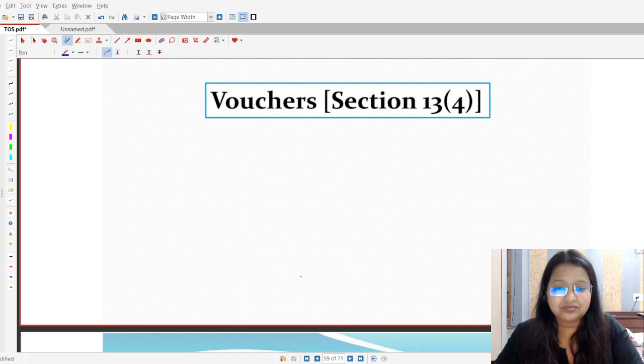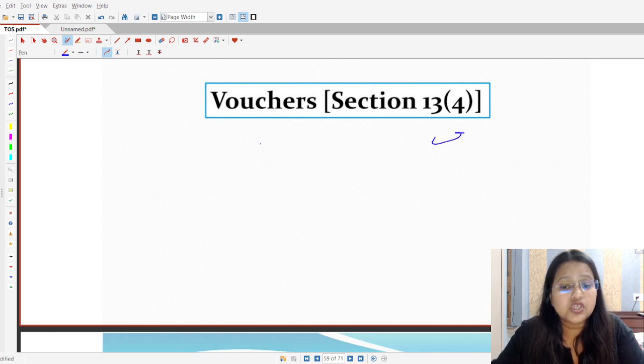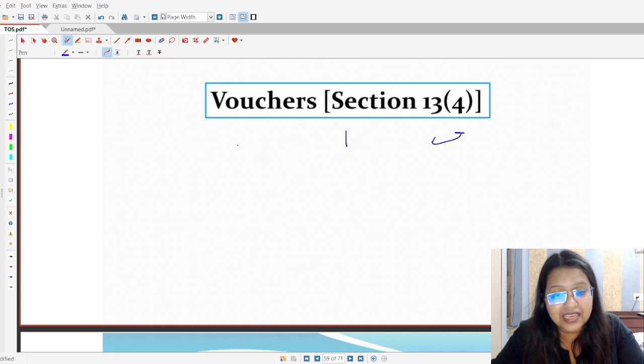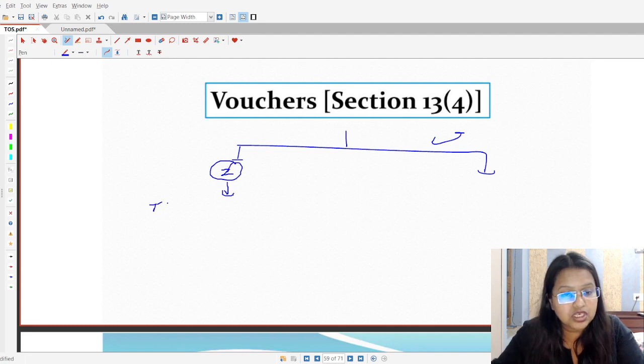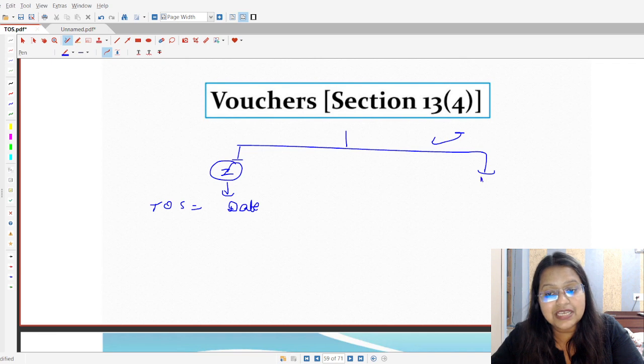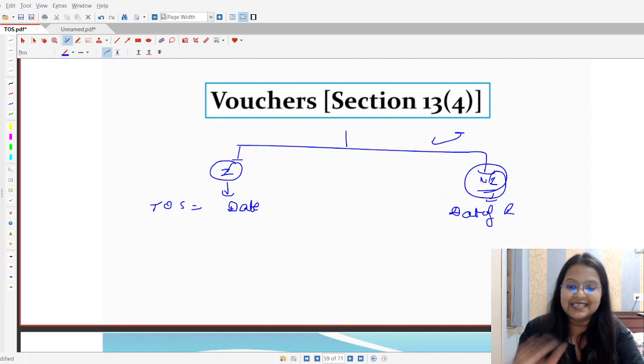Okay, yeah. Now the case is subsection 4. Students, in the case of subsection 4, that is in the case of voucher, the provision is the same as that of section number 12. That is, if it is a case of identifiable voucher, time of supply shall be the date of issue of voucher. If it is a case of non-identifiable voucher, time of supply shall be the date of redemption of voucher. Yes, it is the same.